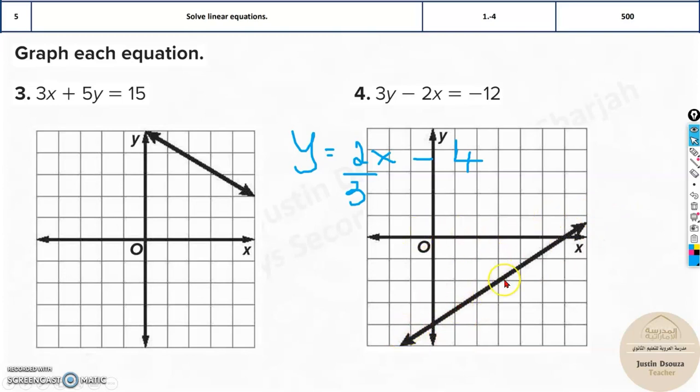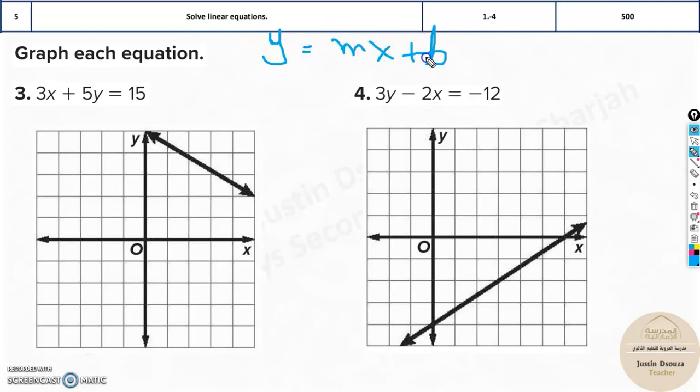Take any point and check. You will get the answer. So this is how we basically solve it. Just make sure you remember the y slope intercept form. I'll write over here: y equals mx plus b. Try solving more problems. Please do solve extra problems by yourself, and be thorough with it.